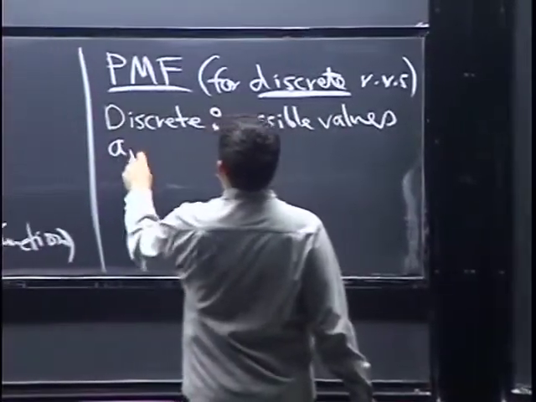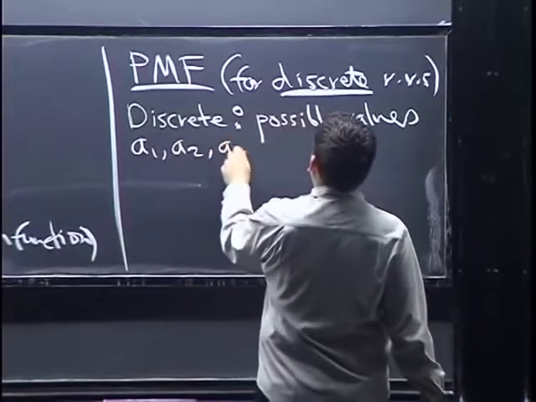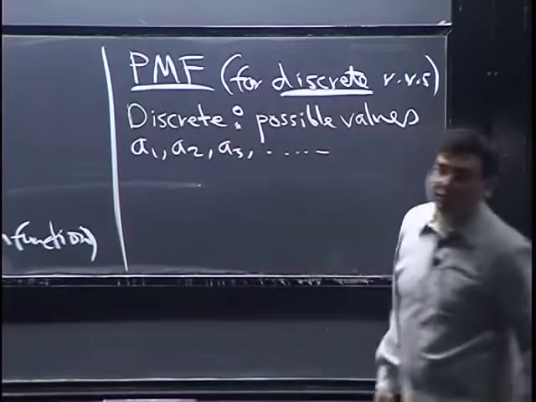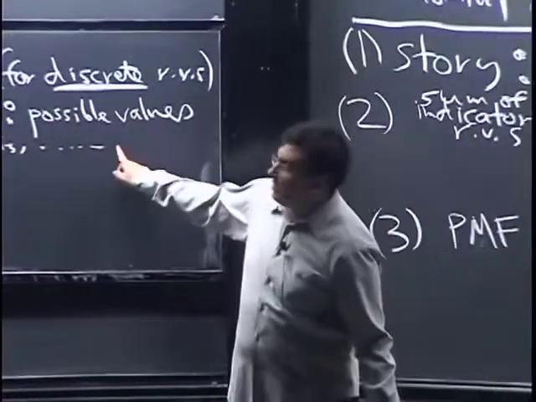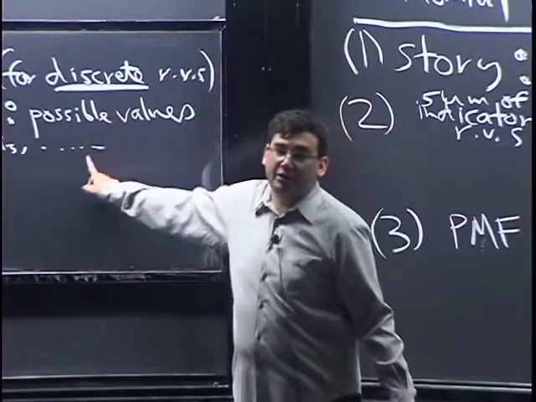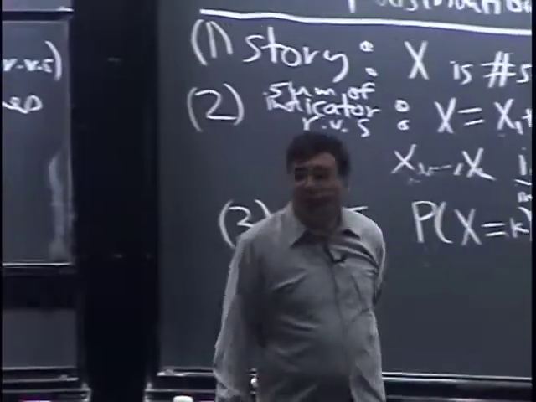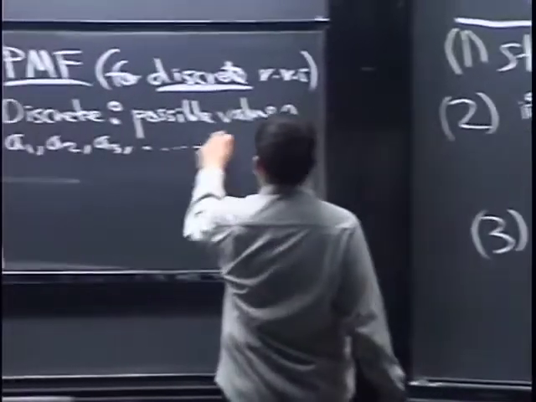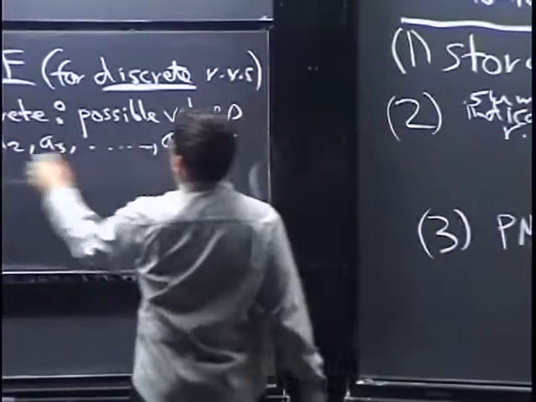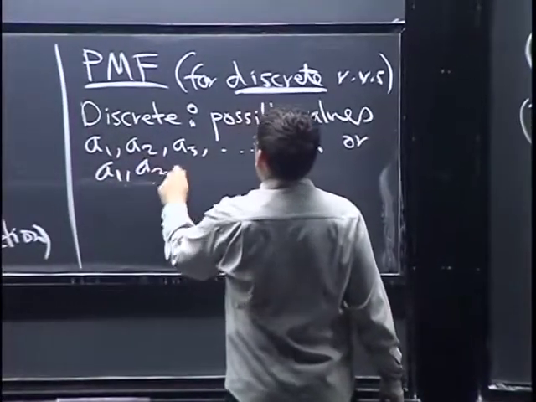So our A1, A2, A3, etc. that you could list out. This list might end, with AN, or it could go on forever. I'll list both of those cases: AN, or it can go on forever, A1, A2, etc.